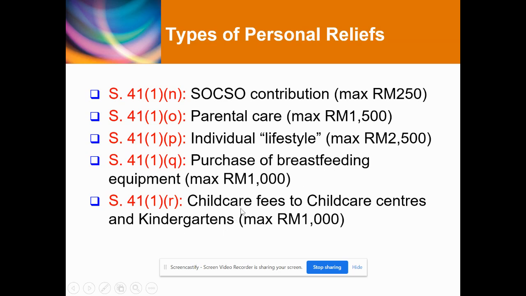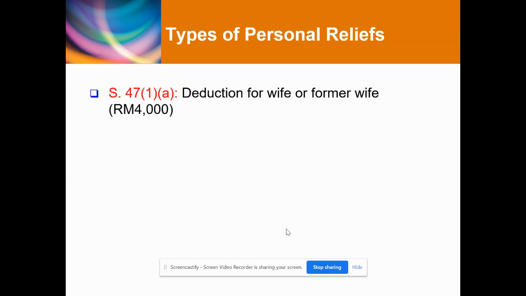All right, this is also from year of assessment 2017. We have childcare fees to childcare centres and kindergarten. All right, these are the fees that we have to pay for the children when they go to Tadika, Taska, maximum of 1,000 ringgit. All right, deduction for wife or former wife, 4,000 ringgit. Former wife also can. A resident individual who has a wife living together will be allowed a wife relief of 4,000 ringgit.